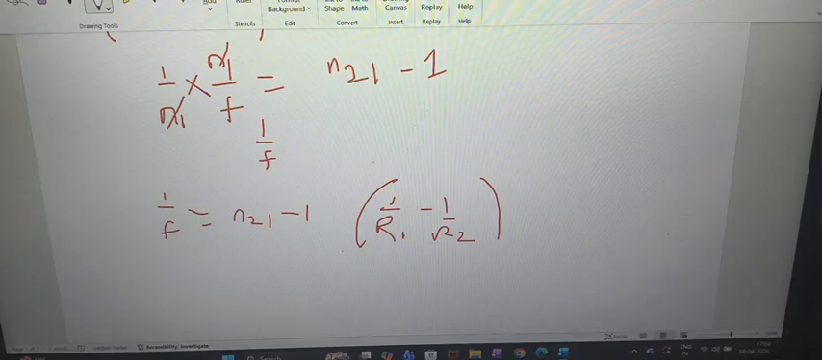Now if it is for concave lens, what will happen? Simply interchange these both, 1 by R2 minus 1 by R1, and we know that for concave lens the focal length will be negative. Always remember, convex lens focal length will be positive, for concave lens focal length will be negative. So if you don't write minus sign here and 1 by R1 minus 1 by R2, this will become a convex lens. But if they mention concave lens in the formula, interchange to 1 by R2 minus 1 by R1, and here you have to write negative sign. Then you have it for concave lens.